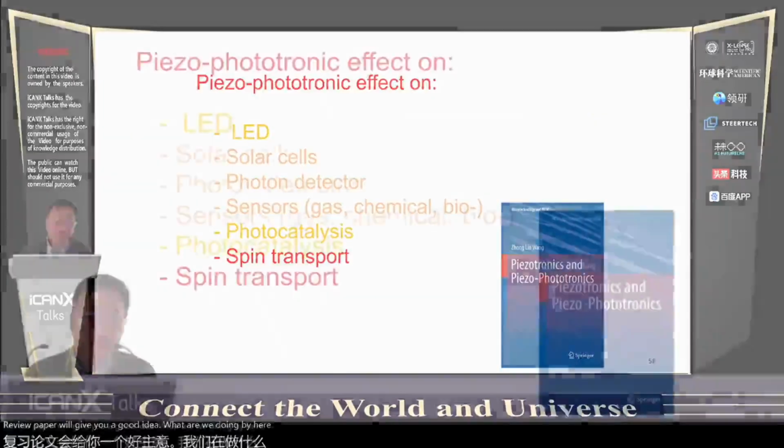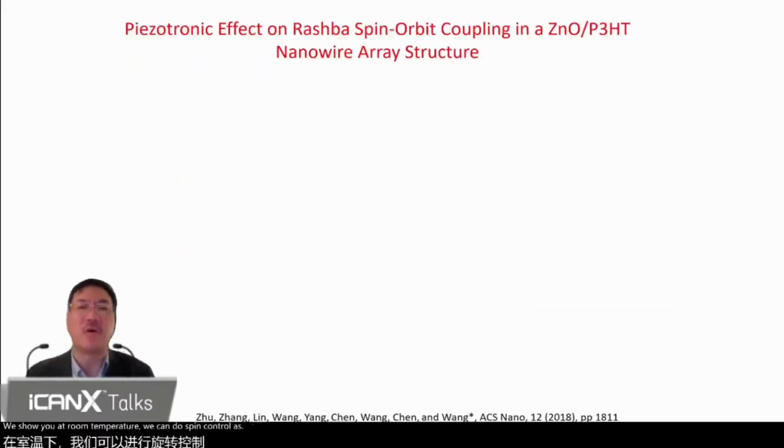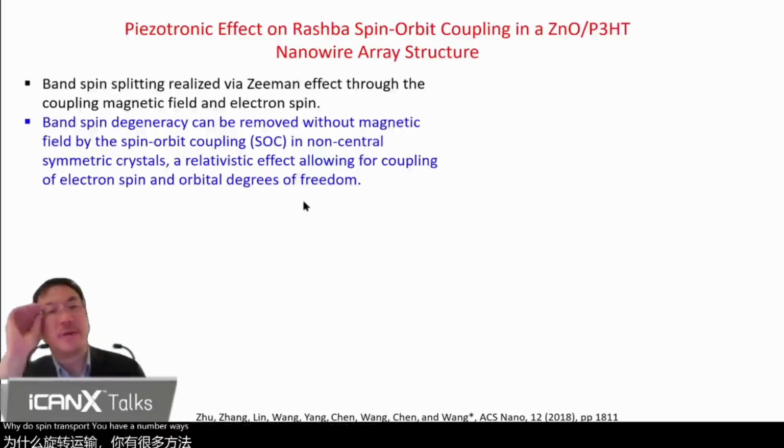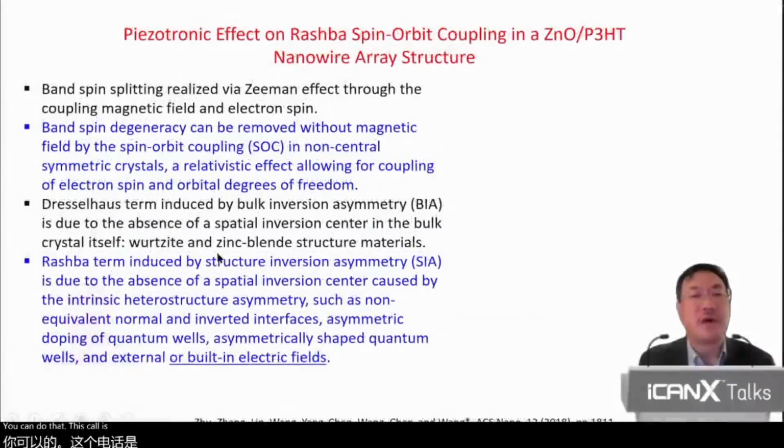Okay. Lastly, spin transport. For people doing spintronics, they always look at low temperature. We show you at room temperature, we can do spin control as well. The system we look at is zinc oxide and P3HT, this kind of heterojunction. When you do spin transport, you have a number of ways. You can change the symmetry of the device, so-called bulk inversion asymmetry. You can do that. This is called the Rashba term, introduced by structural inversion asymmetry.